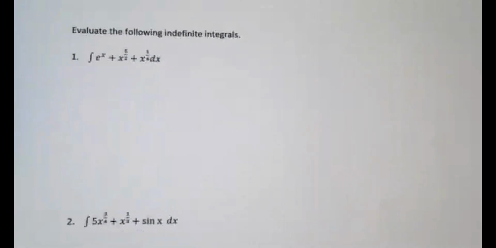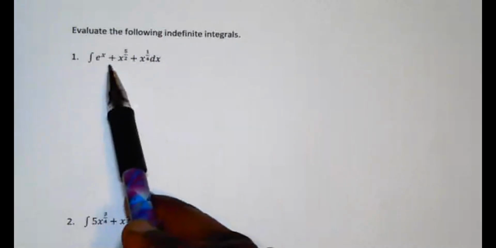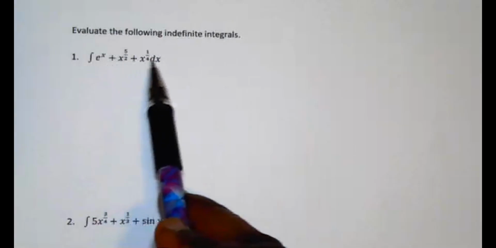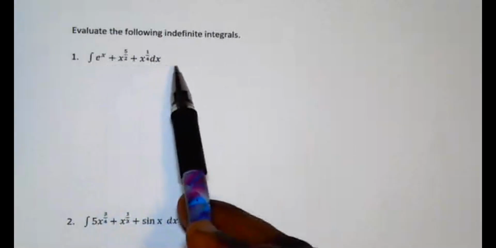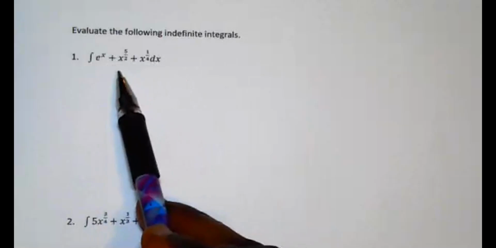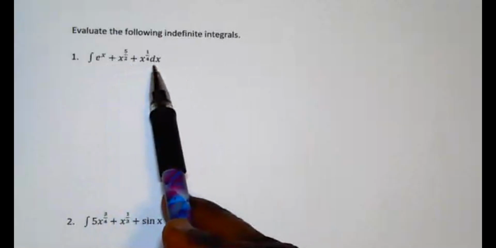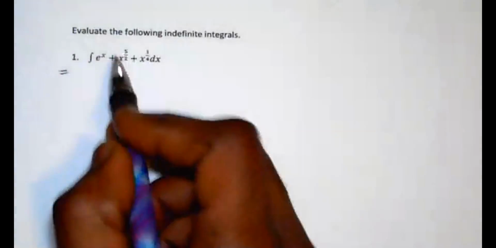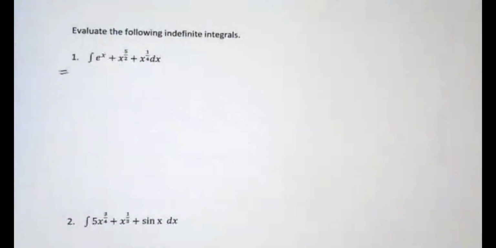Based on a previous lesson, we said that if you're adding different functions, you can apply the sum rule. And the sum rule says that you can split up each function and take the integral of each of them. So let's do that now.